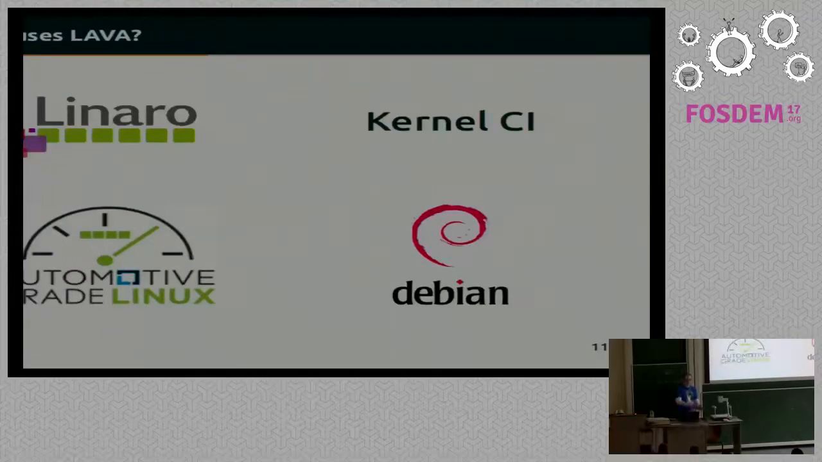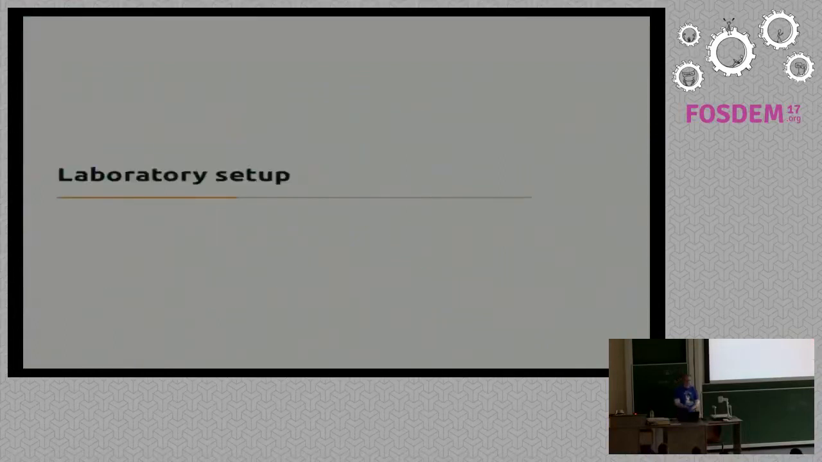Lava is currently in use by multiple projects, by multiple companies, for example, by Linaro for their board farm in Cambridge, by KernelCI for boot tests of current kernel trees, by Automotive Grade Linux, and Debian as for GNU Linux distributions. So once we all realized what we can get from a Lava laboratory, let's go to the actual setup.